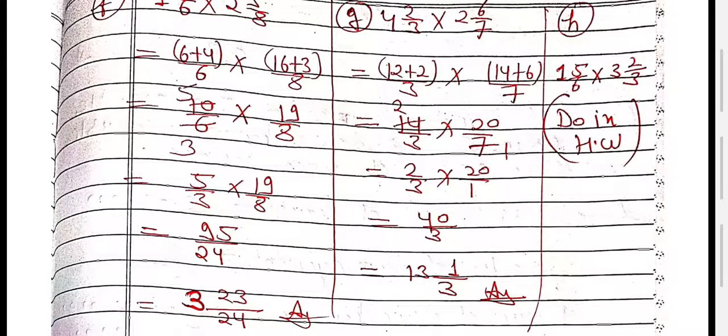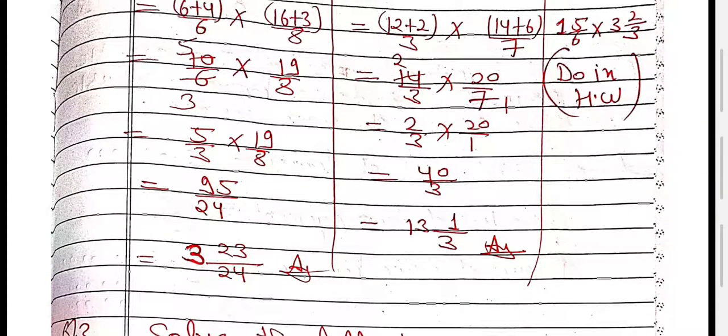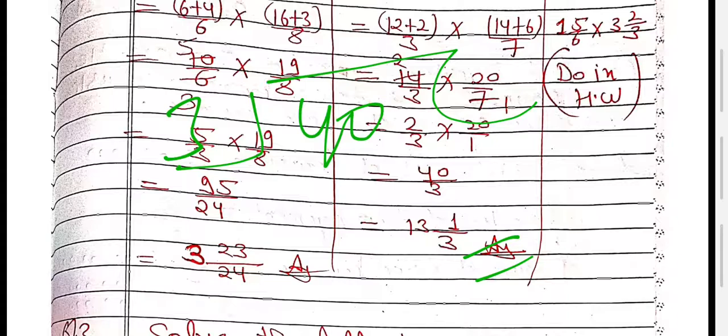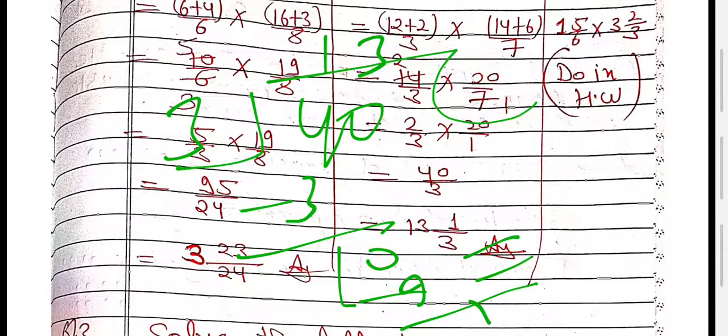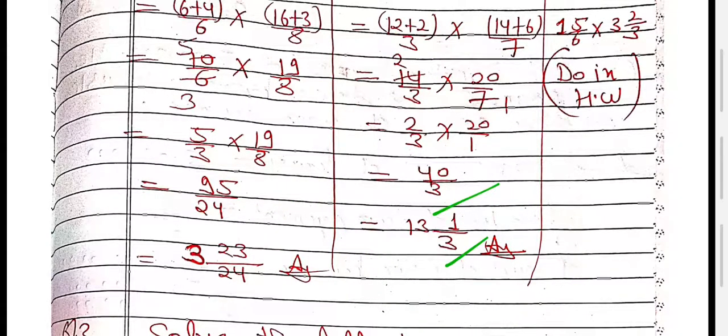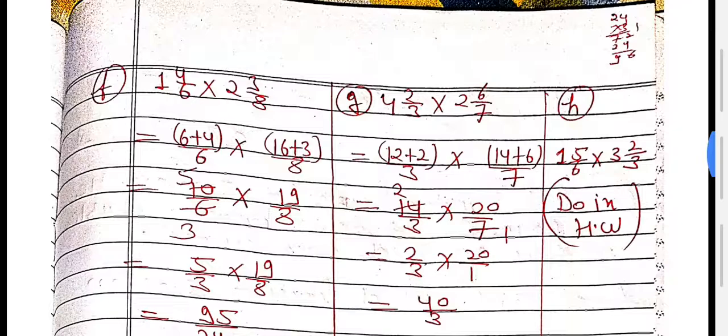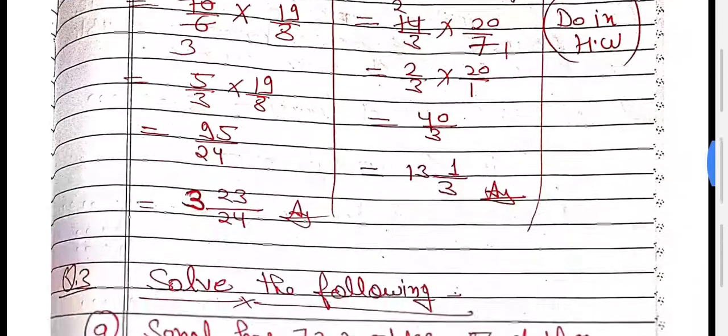Now simply multiply. 20 twos are 40 and 3 ones are 3. If you convert into a mixed fraction, you will get 13 and 1 upon 3. Just divide here. 40 divided by 3, you get here 3 ones are 3, 1 and 3 threes are 9. What do you get here? 1. So write 1 upside and the quotient in front of it. So you get 13 and 1 upon 3 as your answer. Similarly, the H part you have to do by yourself as homework.